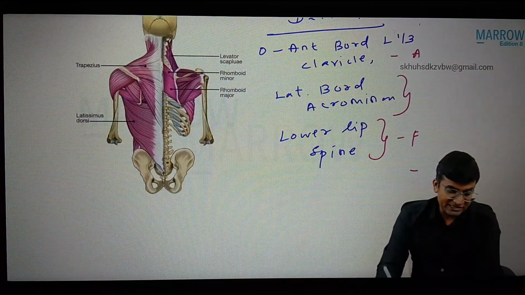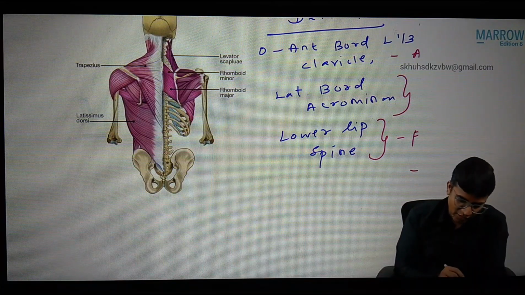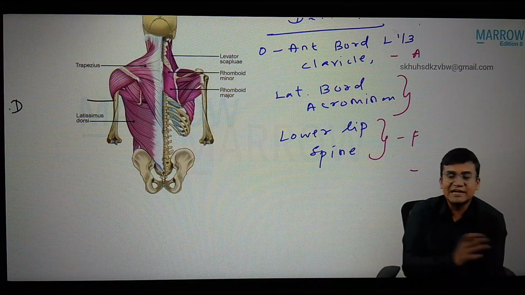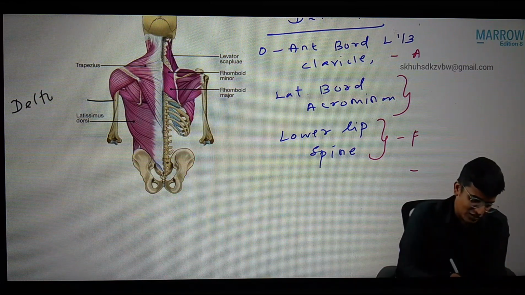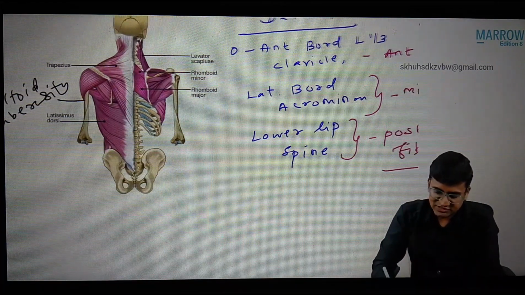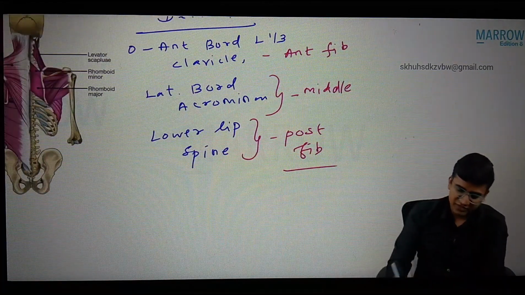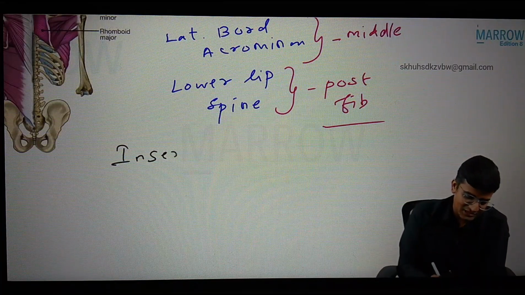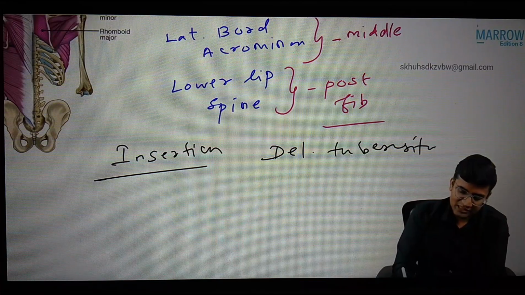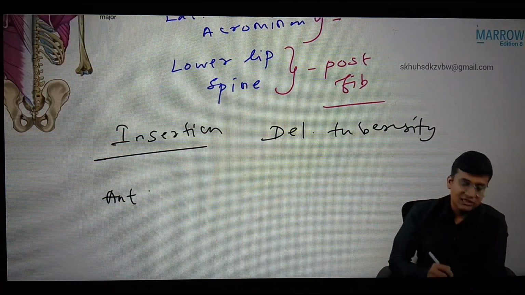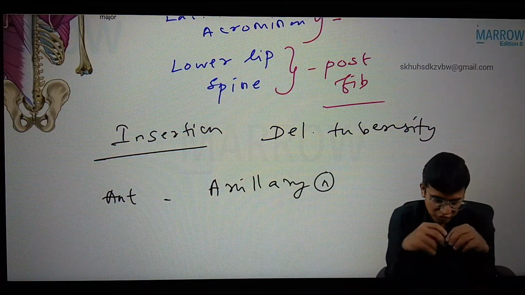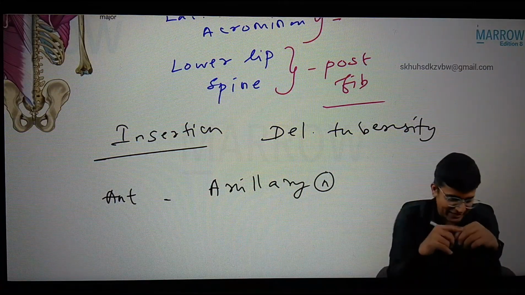Now the insertion of the deltoid muscle. We know already we have a tuberosity in the lateral border of the shaft of the humerus, called the deltoid tuberosity. So the deltoid tuberosity receives the deltoid muscle, very simple. Insertion to deltoid tuberosity. What is the nerve supply? Axillary nerve. The axillary nerve supplies only two muscles, deltoid and teres minor.